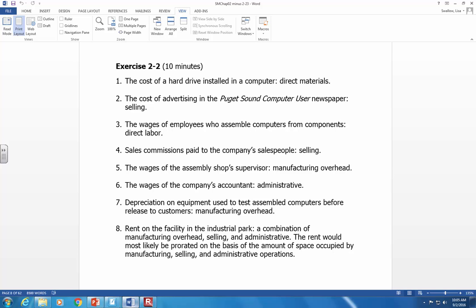Is that an inventoriable cost or is that a period cost? Yeah, clearly that would be period. You're not going to inventory that in the cost of the product, are you? Okay, go ahead, Amanda. The wage of employees who assemble computers, I put direct labor. Yeah, that's clearly direct labor. It's easily traceable to the final product, right? Okay. Sales commissions paid to the company's salespeople. Selling expense, yeah. Jess? The wages of the assembly shop supervisor.